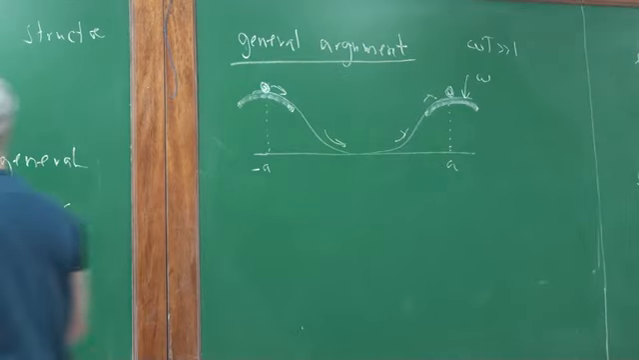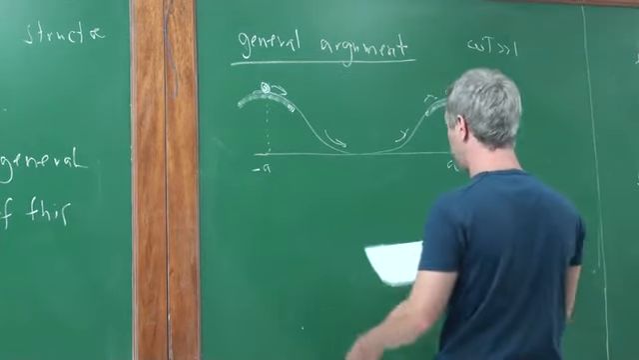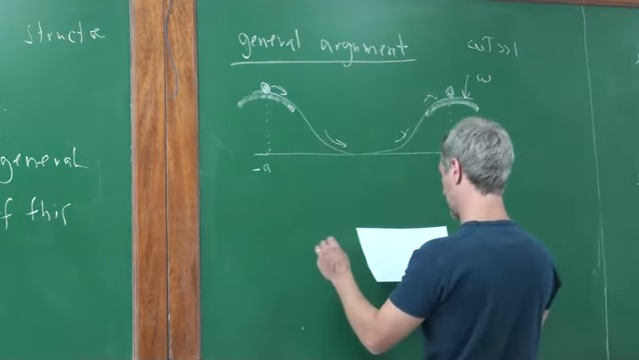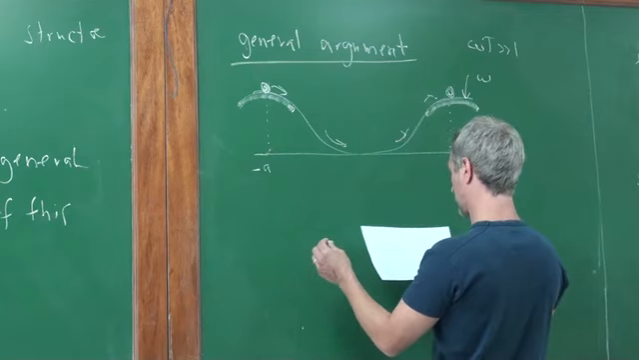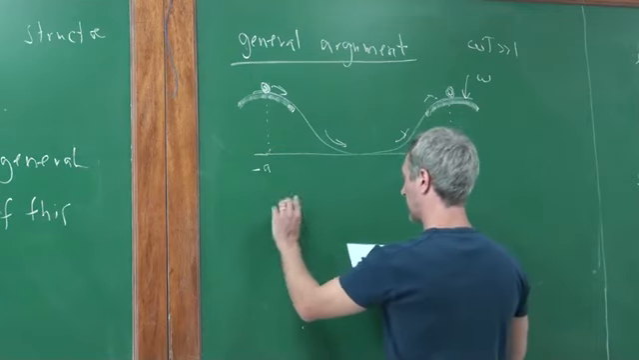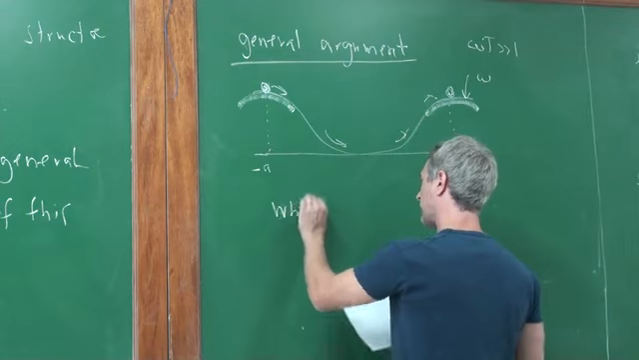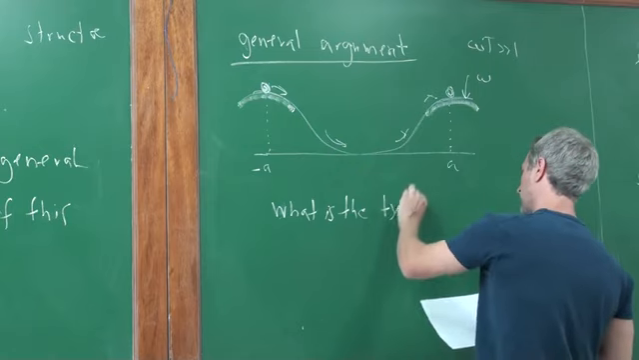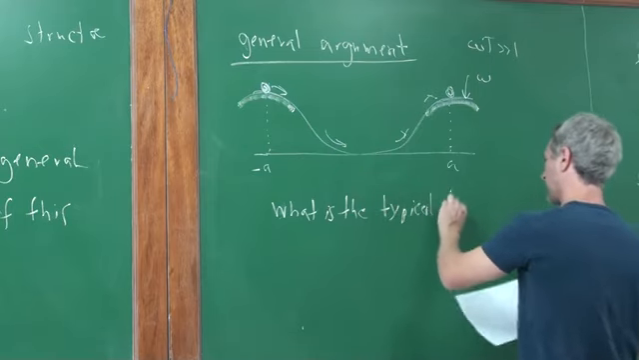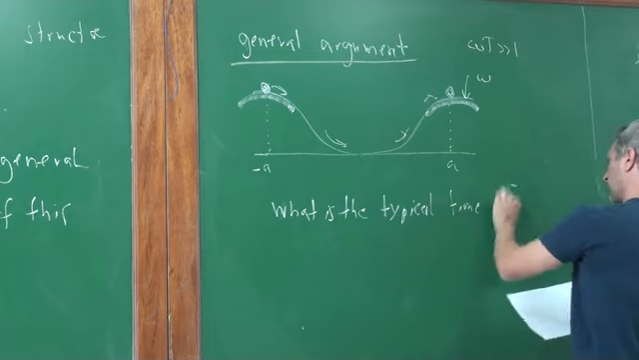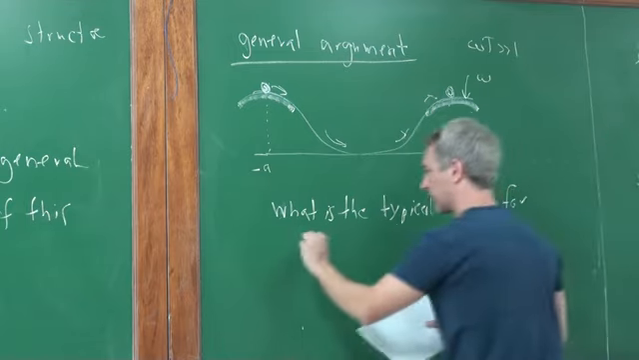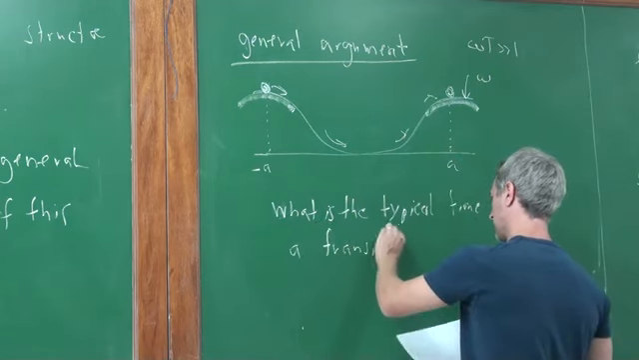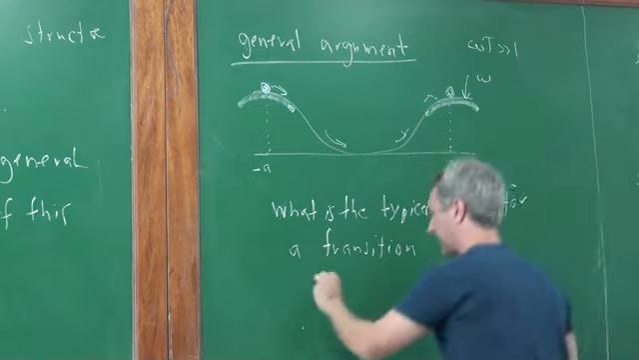Okay? So let's make an estimate of what is the typical time, let's call it, so what is the typical time for a transition? Or for passage, let's call it tau passage.